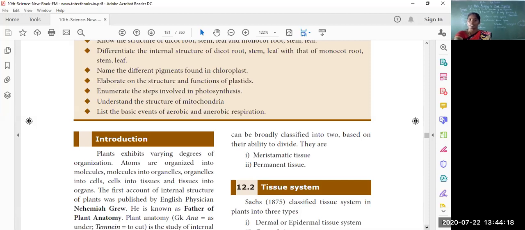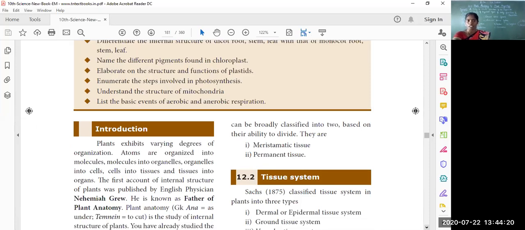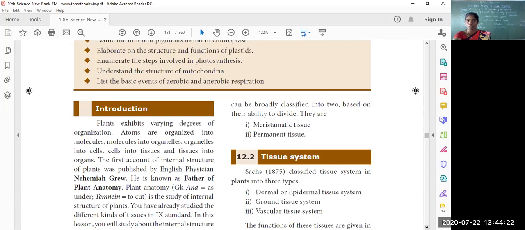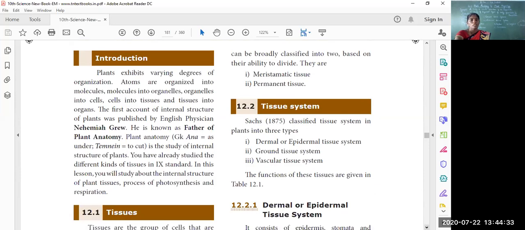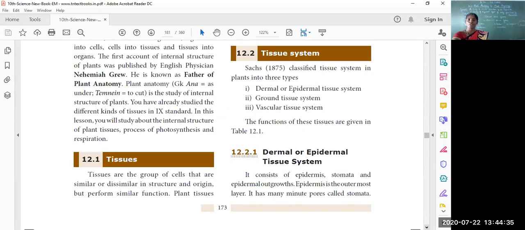Okay, so the first account of the internal structure of plants was published by English physician Nehemiah Grew. So he is the father of plant anatomy. Then we will move on to tissues. Tissues are the group of cells. They are similar or dissimilar in their structure and origin, but they do the same functions.